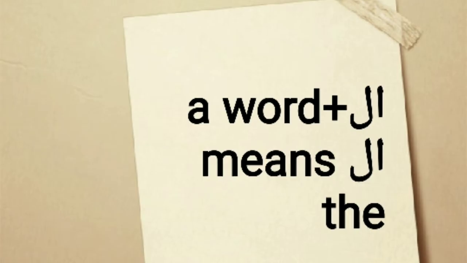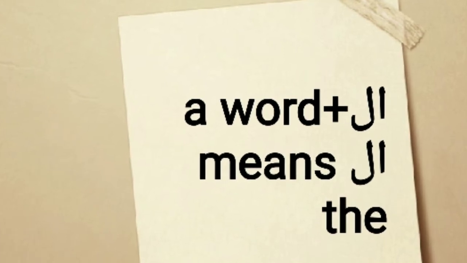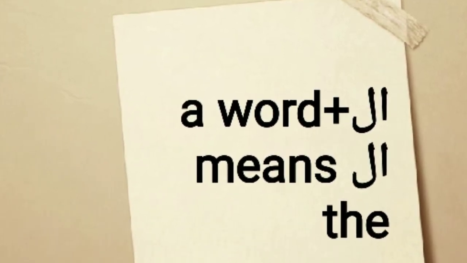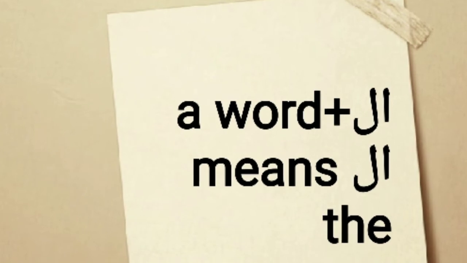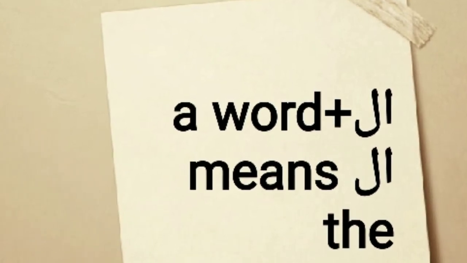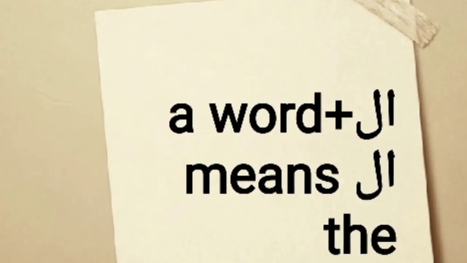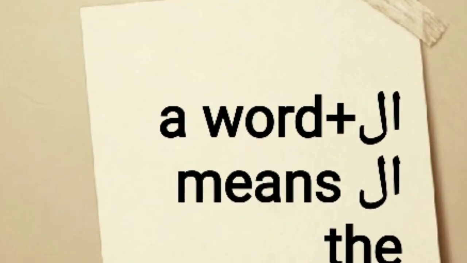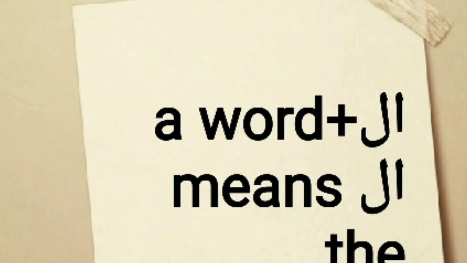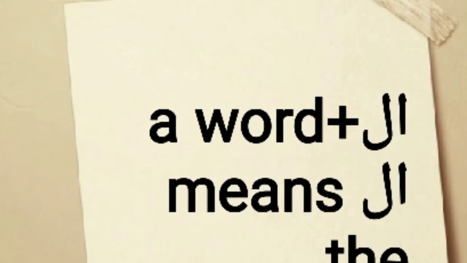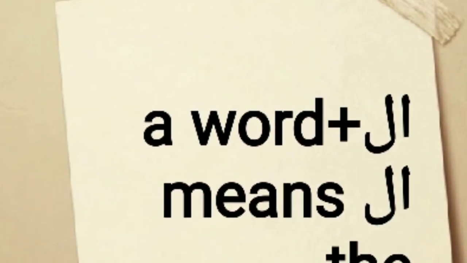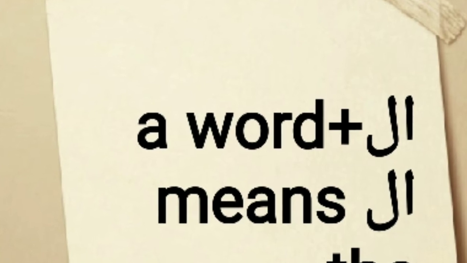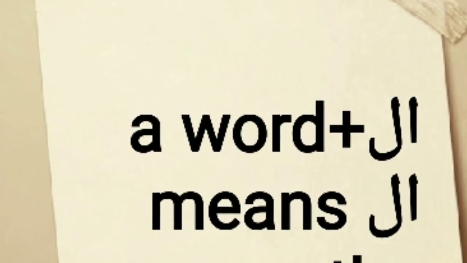So what is the grammar rule in this lesson? This lesson deals with al and any word after it. When al comes in front of a word, it makes it definite. For example, the pen or the book: al qalam and al kitab. So the al makes it a definite word as opposed to a pen or a book, which is any book or any pen. So now let's look at the rule.